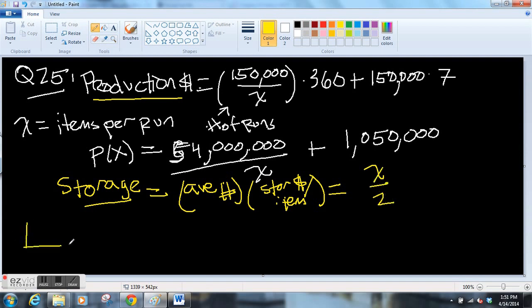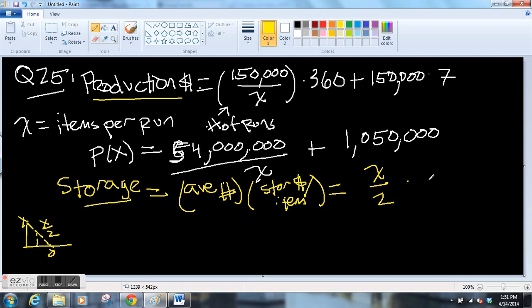And again, if you look on page 678, they have this nice little triangle. So for each storage run, you start with x, and at the end you have 0. So the average number that you had there is x divided by 2. You can either think of this every time and work it out, or just think, well, the average number is x divided by 2 in a situation like this.